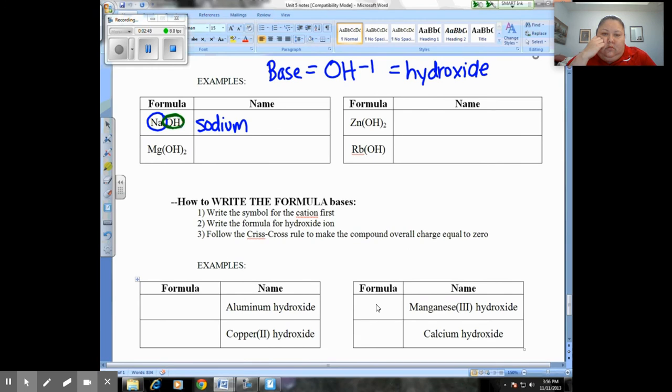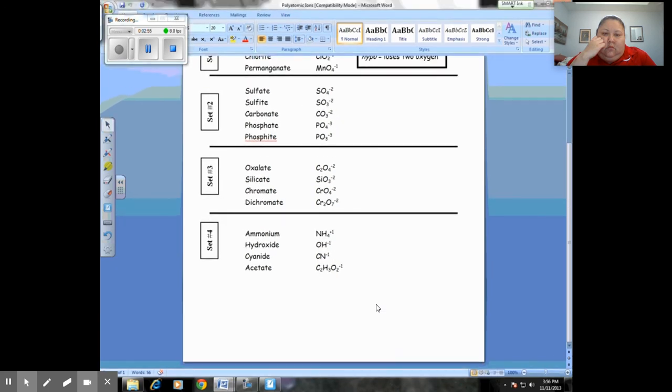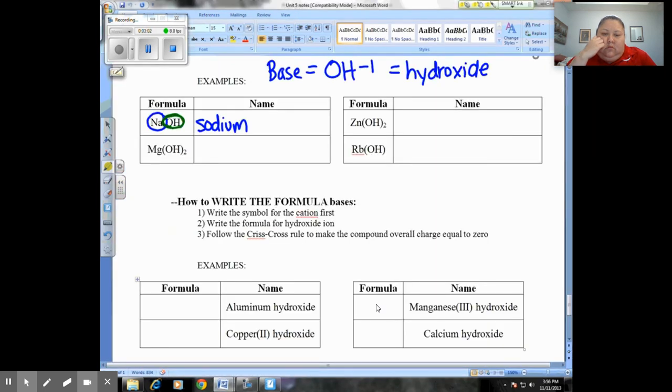Now notice it's in parentheses. That was a visual clue that I had said, which is it's a polyatomic ion. So if you look at the very bottom here, you're going to see that hydroxide is OH minus 1. Or the other clue is that I said all bases have a hydroxide. So OH's name, we're going to write down, is hydroxide. Okay, so then look at our next example, Mg(OH)2. Mg is magnesium, so we're going to jot down magnesium.